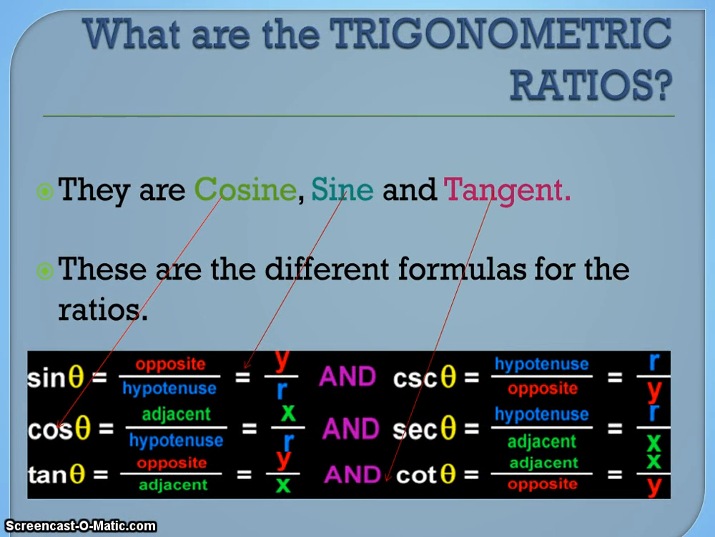Next, what are trigonometric ratios? We have three of the most important trigonometric ratios: cosine, sine, and tangent. Sine theta refers to the opposite over the hypotenuse, which is y over r. Cosine theta equals adjacent over hypotenuse, and tangent theta equals opposite over adjacent.